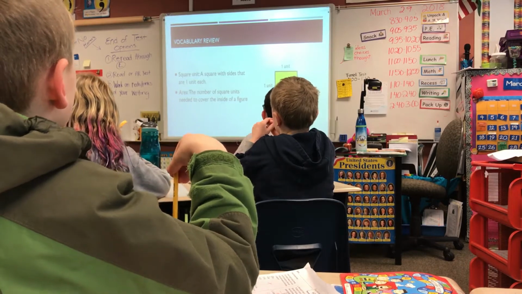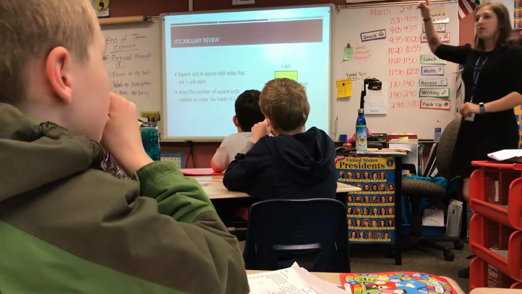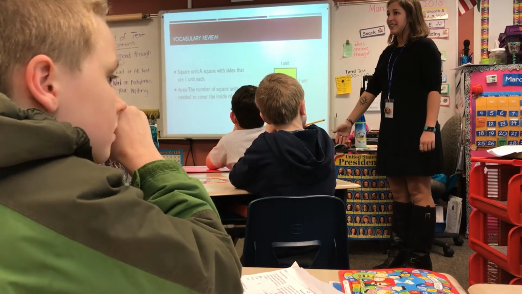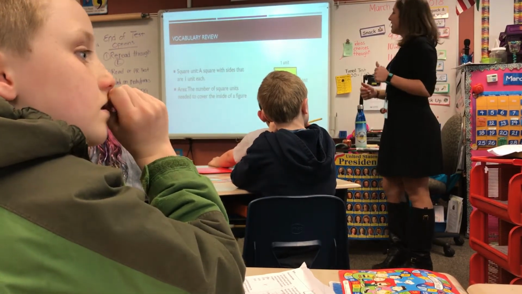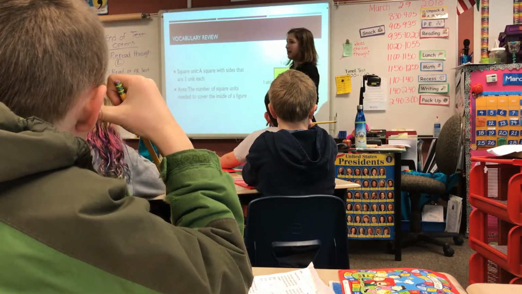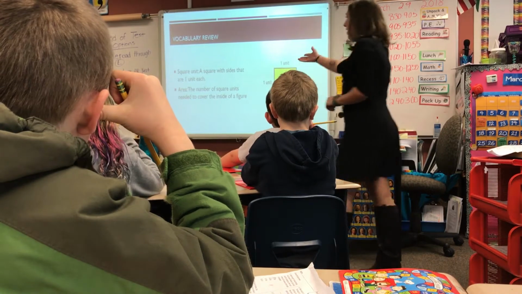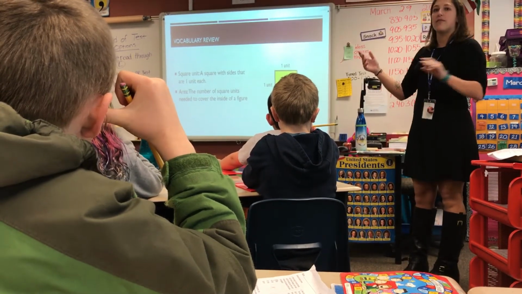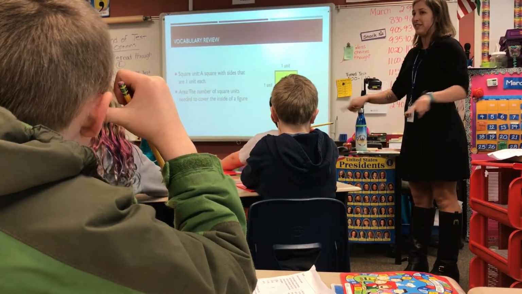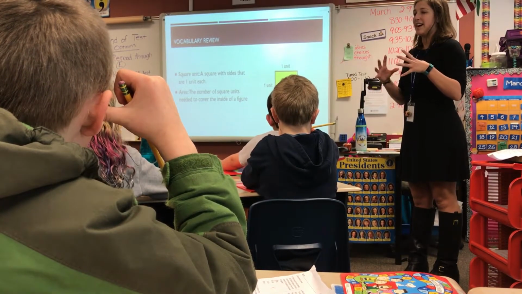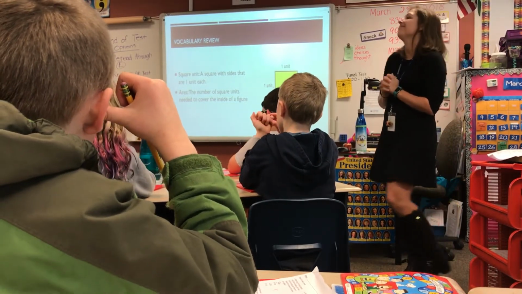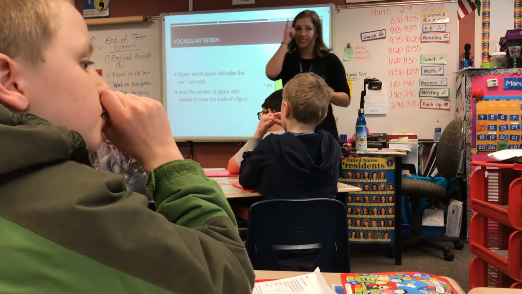So to review, what do we use when we're talking about area? Say it out loud. Square units. Yes, square unit. This is a square unit right here. It's a square, and that's how we find area. Then also, area is the number of square units needed to cover the inside of a figure. So we did the perimeter song. Area is the inside. We'll learn the area song tomorrow. So, keep learning.